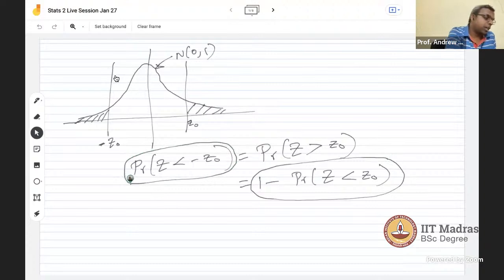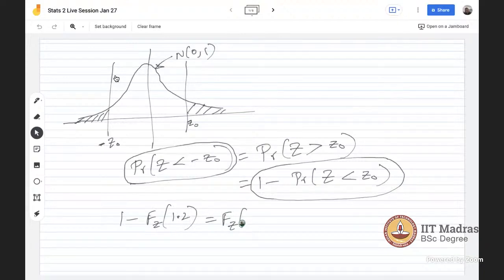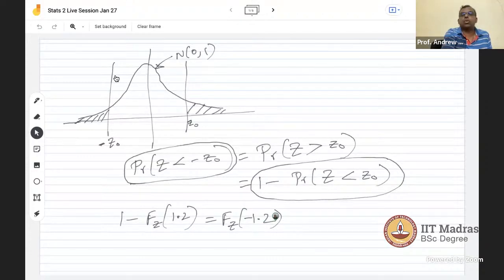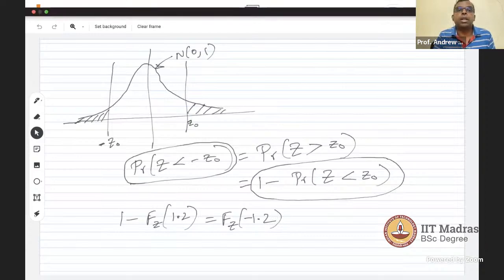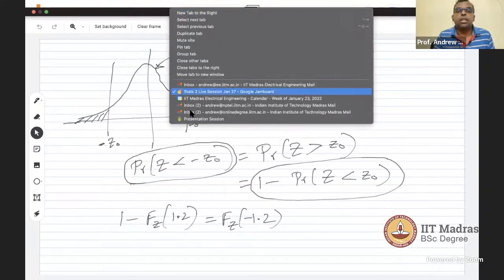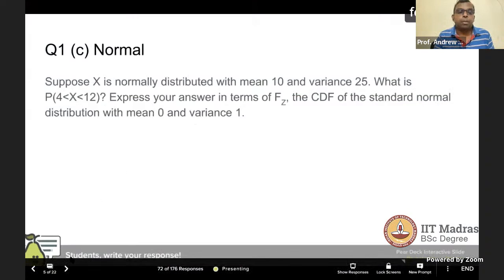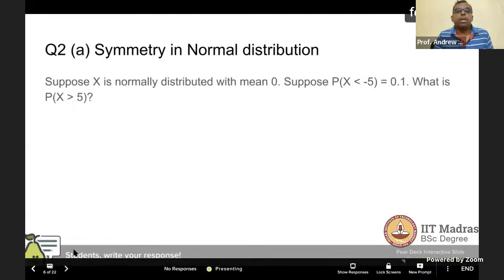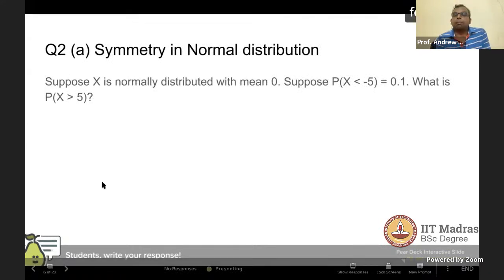So I asked you that question about one minus F_Z of 1.2. This is actually equal to what? F_Z of minus 1.2. Okay, so these two are equal. Yes, so this is a famous symmetry property of Gaussian distributions, and I hope that part is clear. One can ask very many nice questions based on symmetry. Here's the next one. Go ahead.